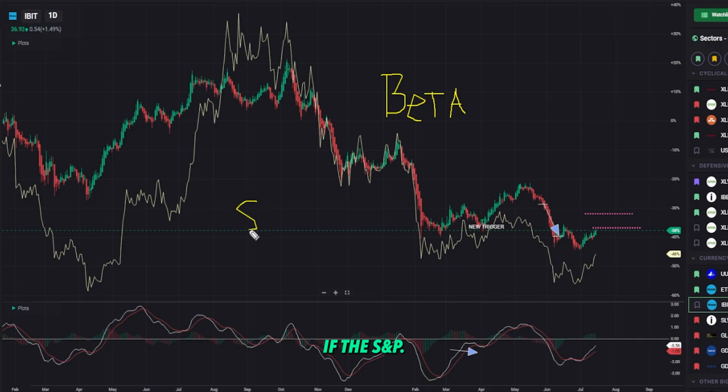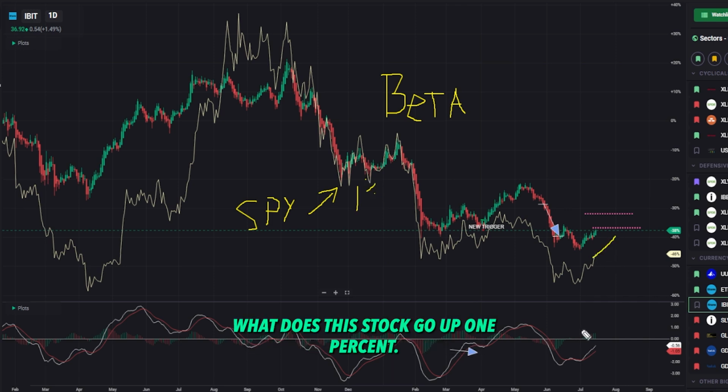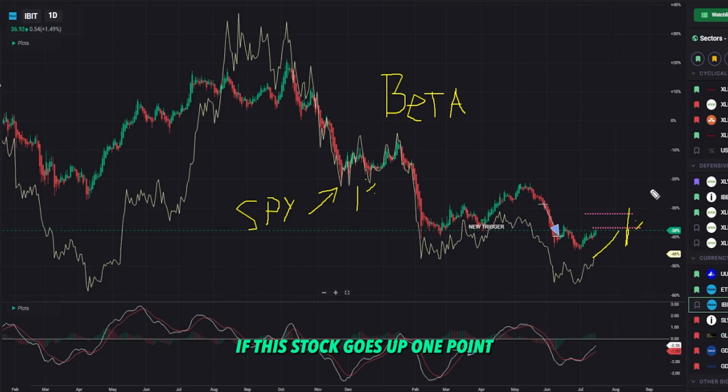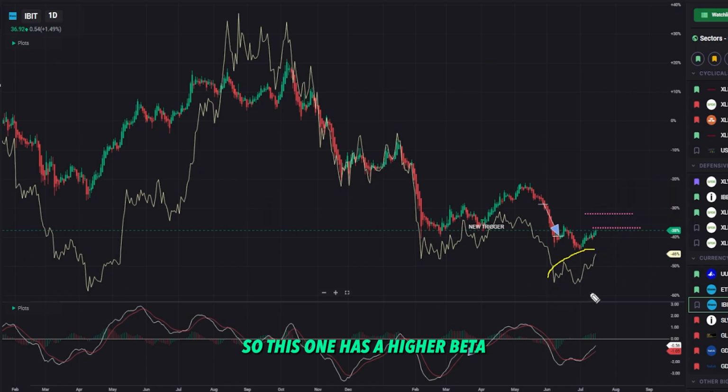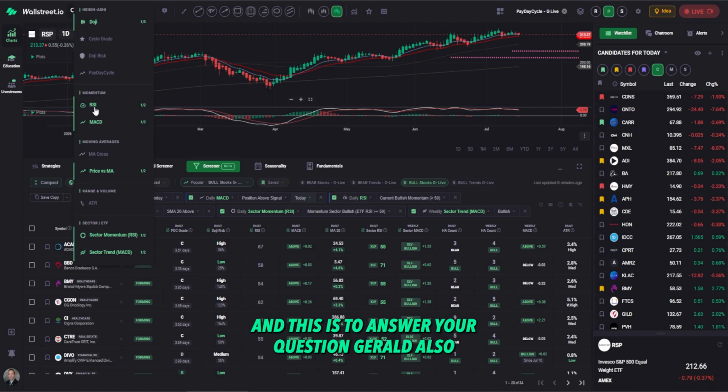If the S&P goes up, let's say 1%, what does this stock go up? 1%. That would be a beta of 1 over 1. If this stock goes up 1.8, it would be a beta of 1.8. How much more movement does this one do? So this one has a higher beta just by looking at history than Ethereum. Does that make sense? And this is to answer your question, Gerald, also.